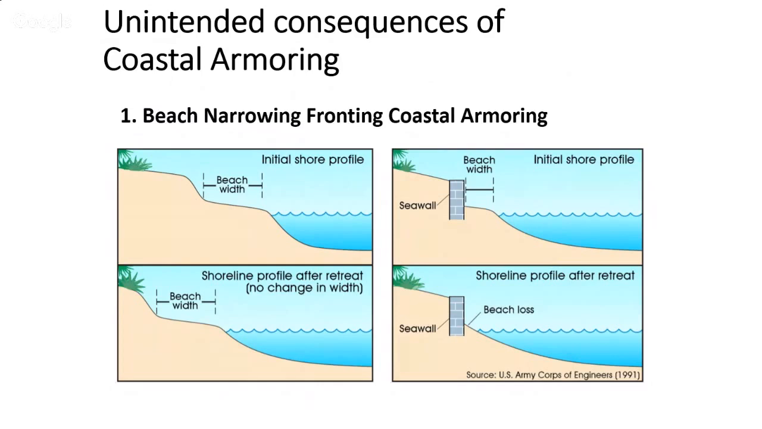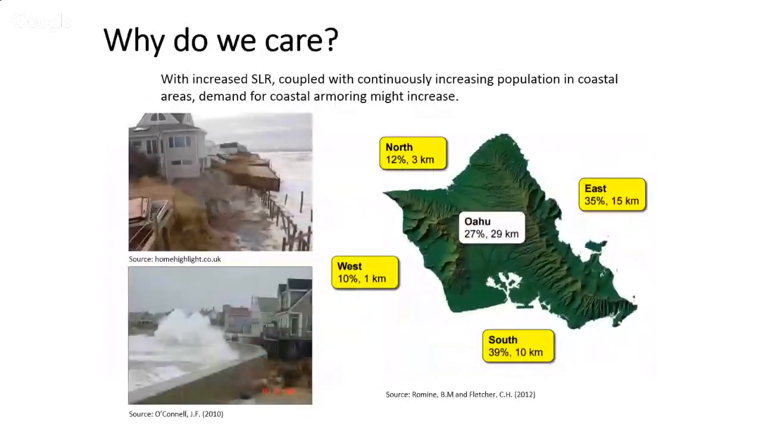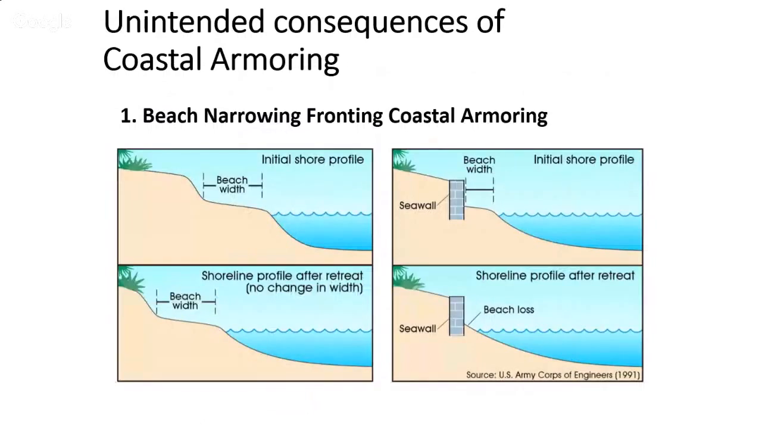So we see here the first effect is the beach narrowing fronting coastal armoring. So how does it work? You see here on the left panel, the beach width is unaffected across time if it doesn't have any seawall. Now, if you install a seawall, the tendency is you have deflected wave energy, and that increases erosion. So over time, what you see is there's a narrowing of the beach in front of seawalls. So you're losing your beach, all right?